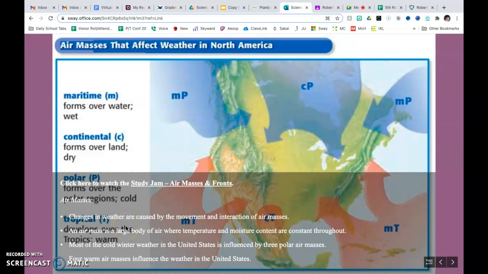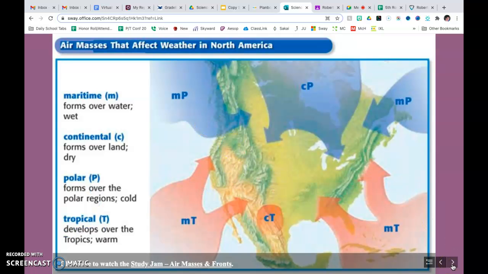So our changes in weather are caused by the movement and the interaction of different air masses. So here we see that an air mass is a large body of air where the temperature and the moisture content are constant throughout. Most of the cold winter weather in the United States is influenced by 3 polar air masses. And then there are 4 warm air masses that influence weather in the United States.